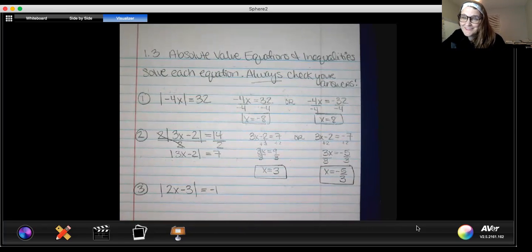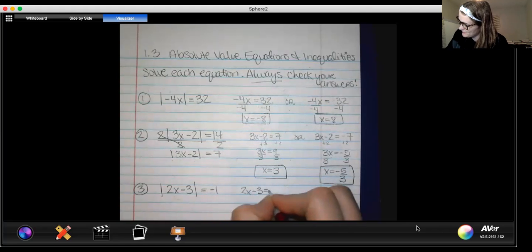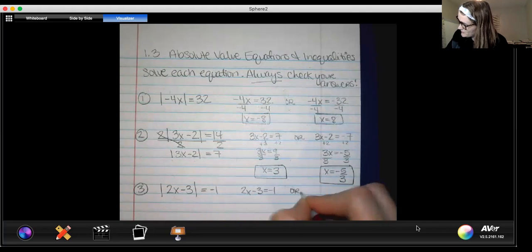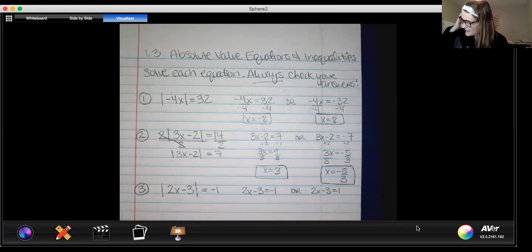Did you pause it? Good. Let's talk about it. So 2x minus 3 equals -1, or 2x minus 3 equals 1. Okay, now you're not required to show the adding and the subtracting or the dividing. I've just been doing that until you get more comfortable with it. So I'm going to go ahead and skip forward and not write it every time.